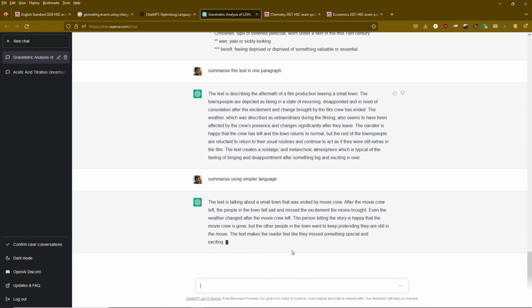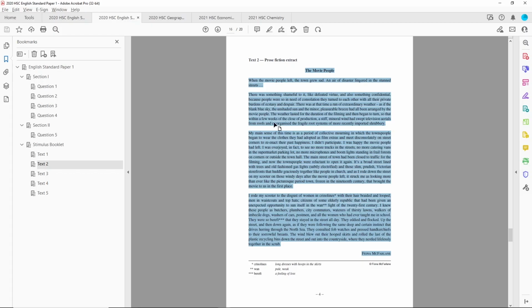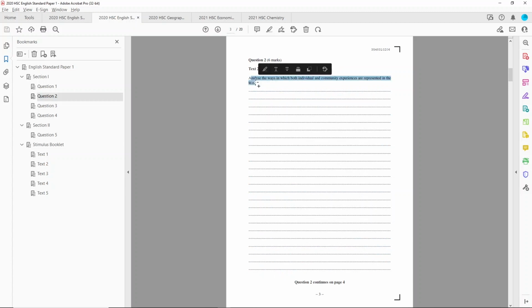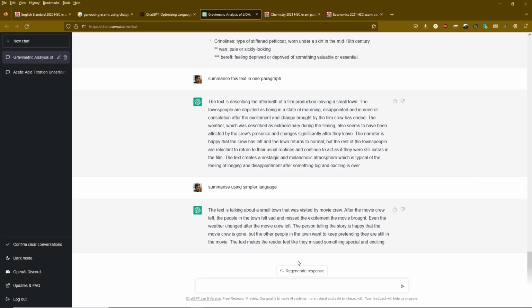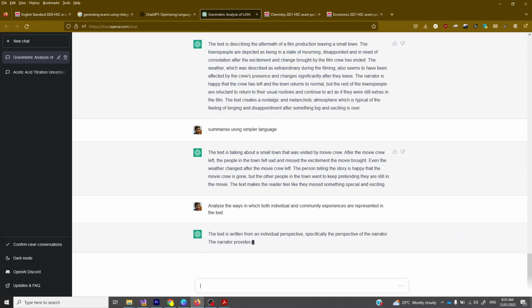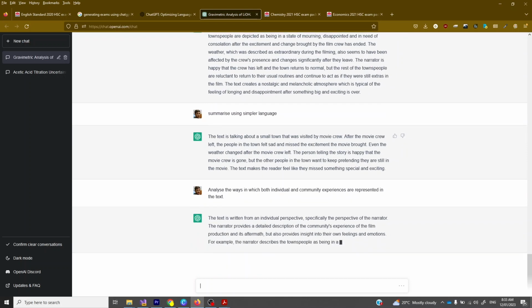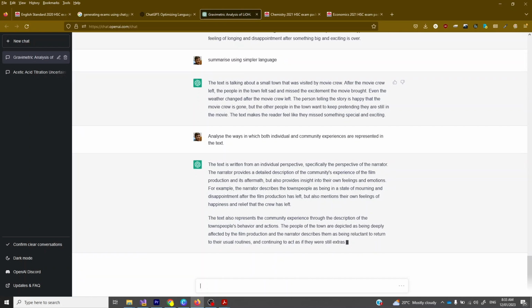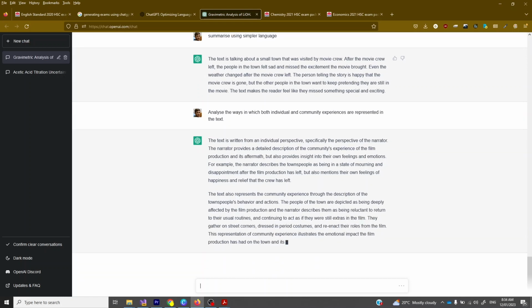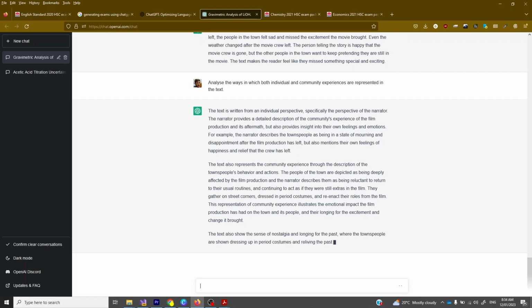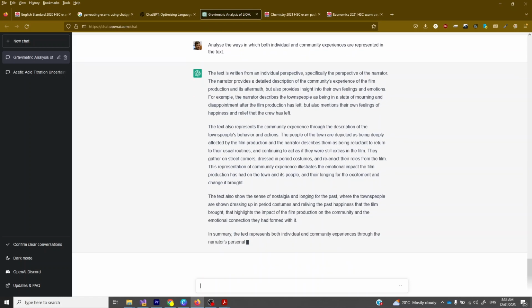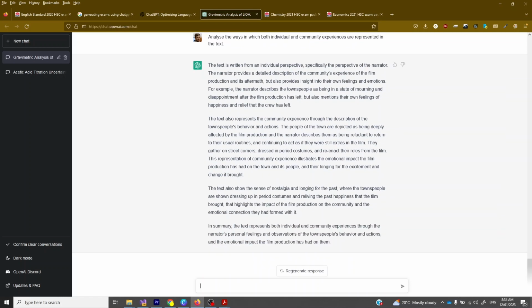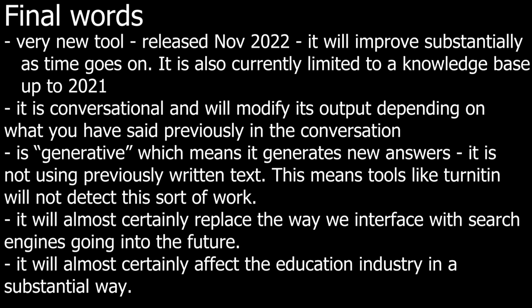So you can see that this is generative, right? It's generating on the spot. And then finally, I copied and pasted the analysis question in, and it generates an analysis. So these are just examples of how you can use this tool to answer fairly complex, what we would consider human-like questions. So that was just a demo, really.